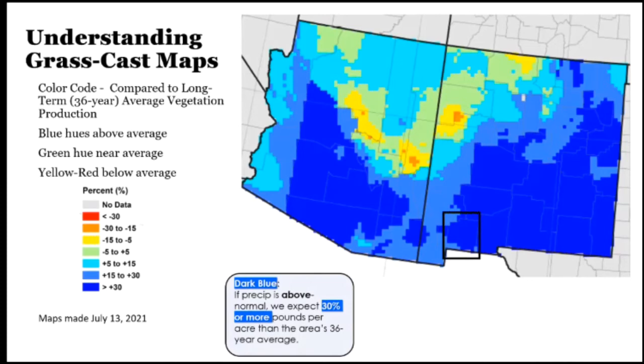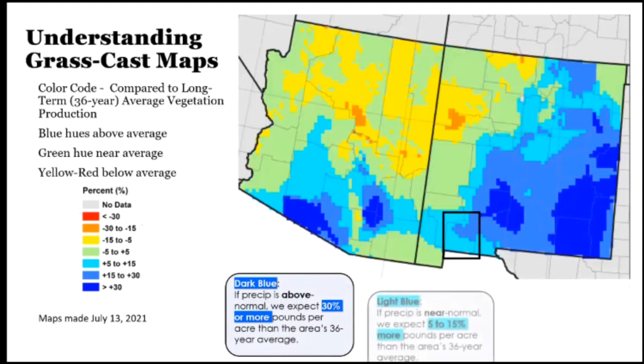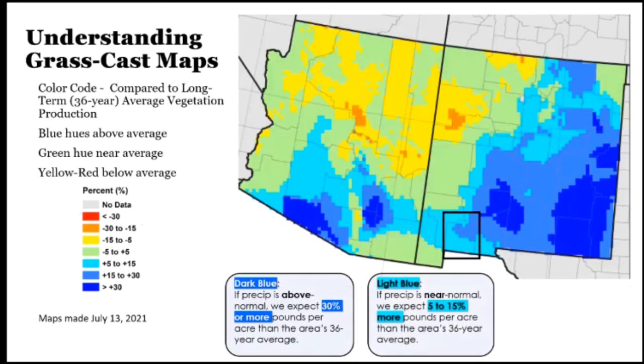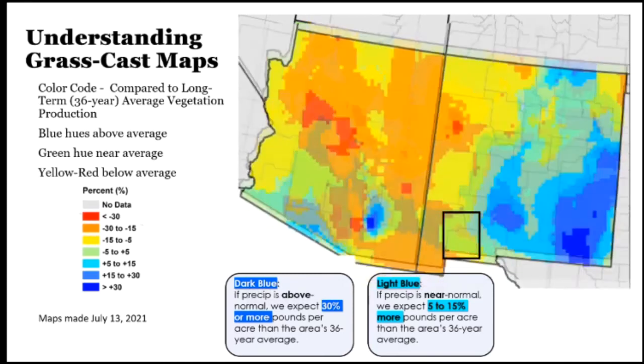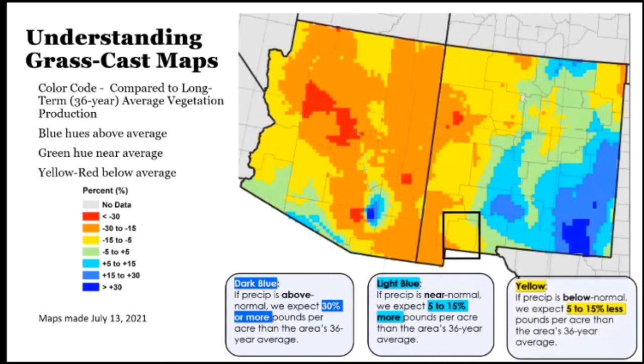But this is above average precipitation. What about a near average or normal precipitation? Well, we still have some blue color there. Most of the county is at light blue, so we look at the legend, that corresponds to 5 to 15% more pounds per acre than the area's long-term average. What if the spigot shuts off, as we've been discussing, tends to happen down in this area? Well, now the county turns mostly yellow. And if we look at the legend, yellow corresponds to 5 to 15% less pounds per acre than the area's 36-year average. This is the forecast made July 13th.